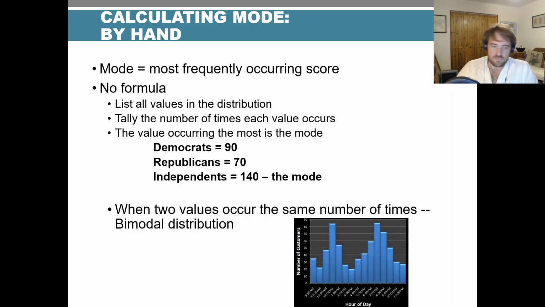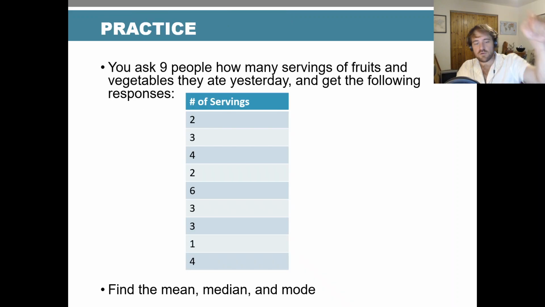Okay, let's do some practice. So, we're going to ask 9 people how many servings of fruits and vegetables they ate yesterday, and these are the responses you get. Some people had 2, 3, 4, 2, 6, 3, 3, 1, 4. You should find the mean, median, and mode. So pause this video and find those numbers. And then when you find them, push play, and then we'll go through it. You can check your work that way.